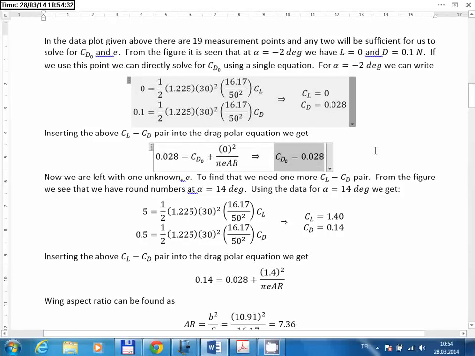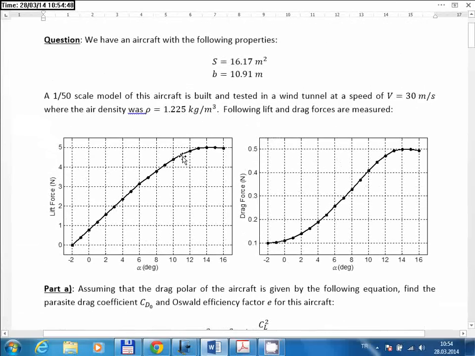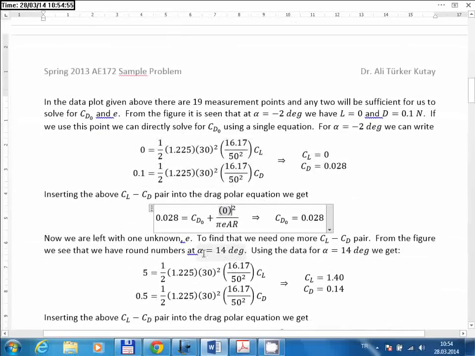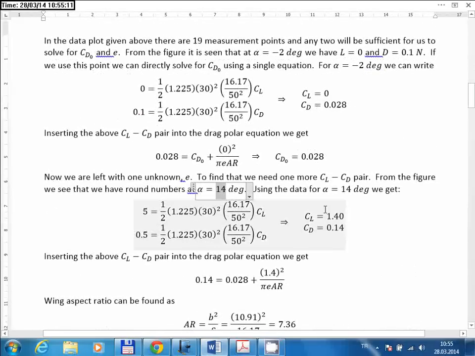Okay, so this is the present drag coefficient, and next you are asked to find the E value. To find the E value, you need to choose a data point for which lift is different than 0. So you can use any of the points here to calculate the E coefficient. Let's see, I think we picked the one at 14 degrees. At 14 degrees, the lift force was measured as about 5 newtons, and the drag force was measured as 0.5 newtons. And if you put those numbers, you calculate the coefficients as these values, 1.4 for the lift coefficient and 0.14 for the drag coefficient.